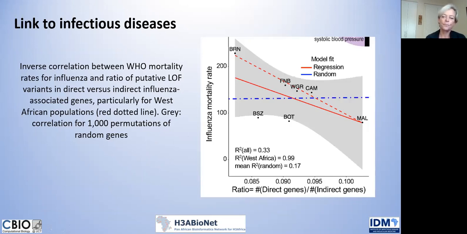So the group looked at the correlation between influenza mortality rate from WHO figures and the ratio of putative loss of function variants in direct versus indirect influenza-associated genes. So this was taken from GeneCards, looking at expression data. And a moderate negative correlation was identified between these two factors. And this was particularly evident in West African populations, which was not identified in the more southern populations. The gray just shows the background of 1,000 permutations of random genes.